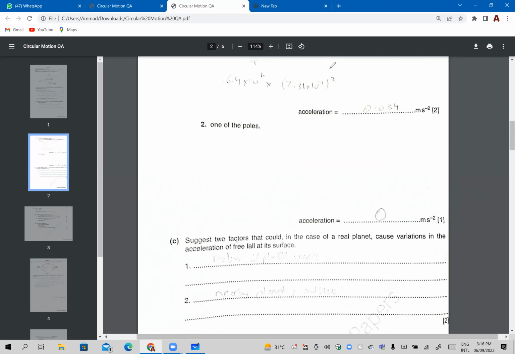So just two factors that could, in the case of a real planet, cause variations in the acceleration of free fall at its surface. You would have studied the concept of free fall acceleration in AS level, जिसमें acceleration effect होती है because of the air resistance, और दो cases होते थे, और एक है जिसमें there's no external force involved, that is the case of free fall. If let's say एक real planet है और उसकी surface पे if you look at the free fall acceleration, why would that vary at different points maybe?